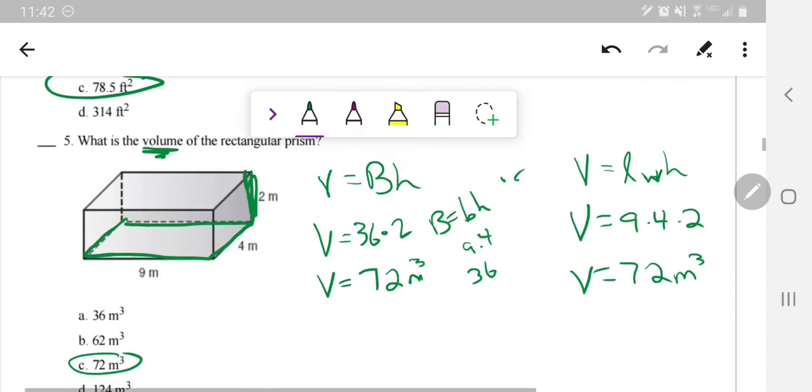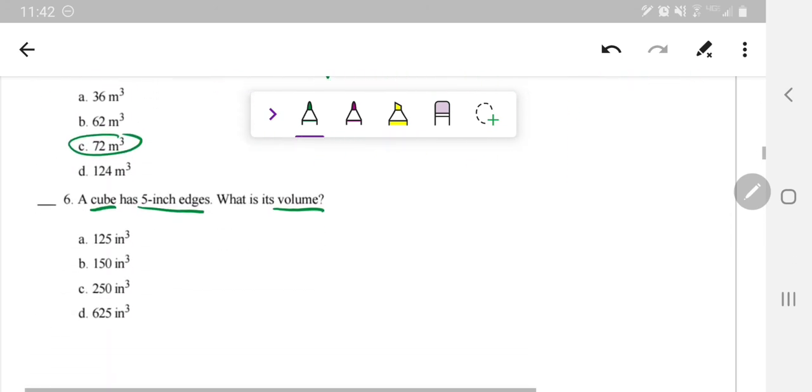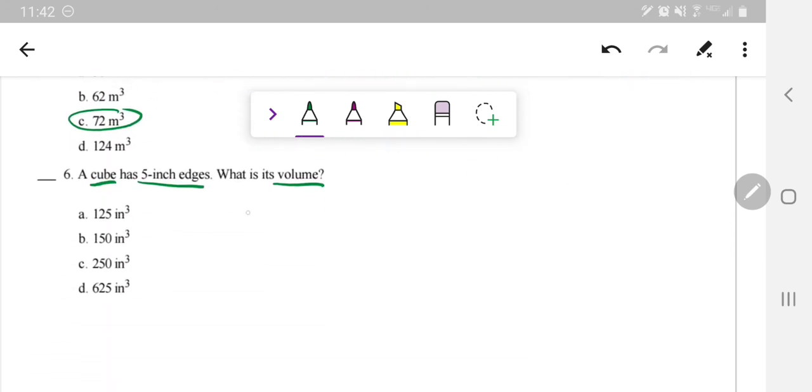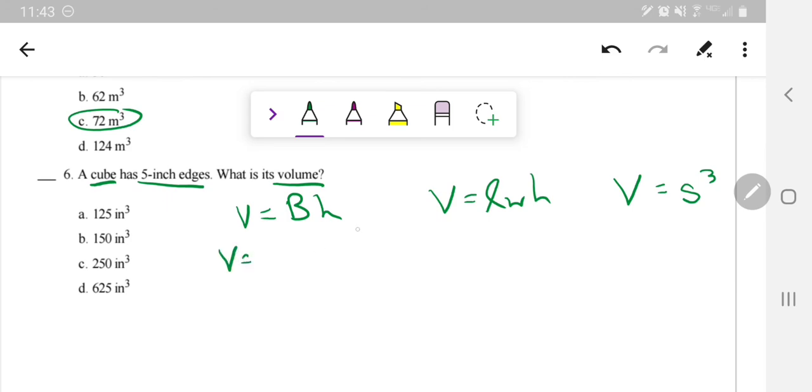This is the exact same thing as this. It's just written in a little different way. We can use volume equals big BH because a cube is just another type of prism. We can do volume equals LWH, or we can do volume equals the side length cubed. All right, because you'll see as we go through this. So volume equals, what's the area of the base? Big B stands for area of the base.